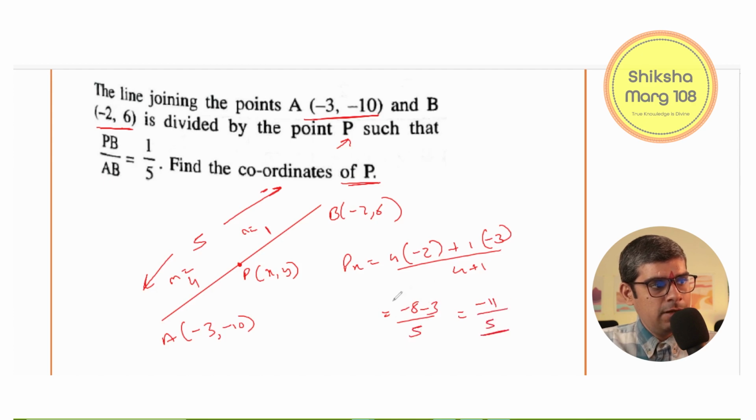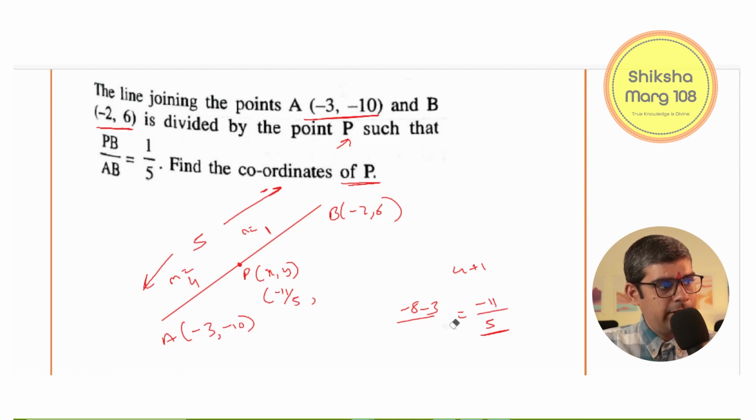So that's the x coordinate. I mean, there's no point in simplifying it further or getting it in a decimal point. This is good enough. This is minus 11 over 5, the x coordinate. Yeah. And let's look at the y coordinate. I'm going to erase real quickly.